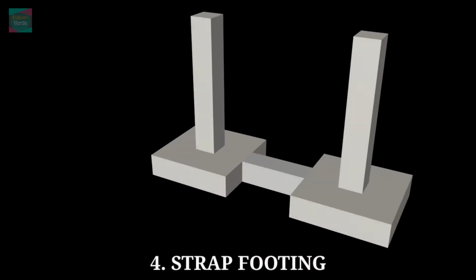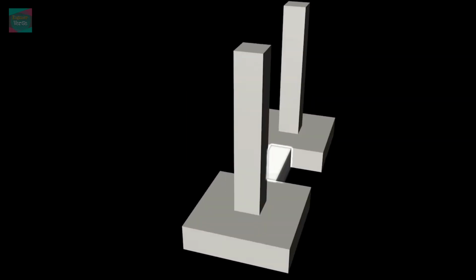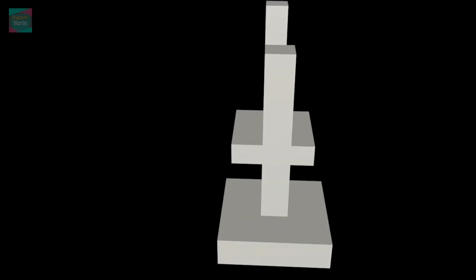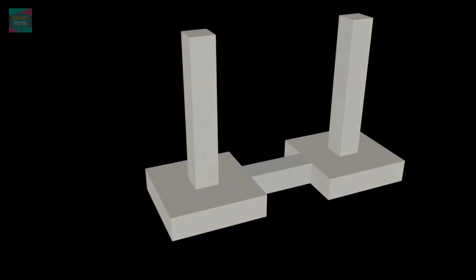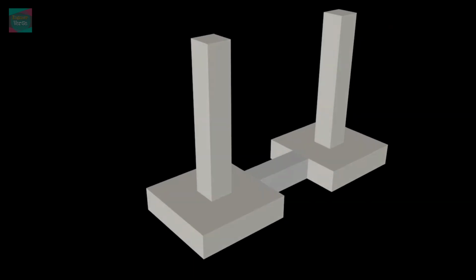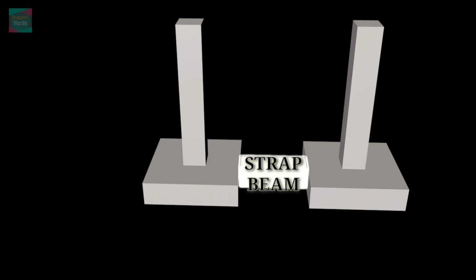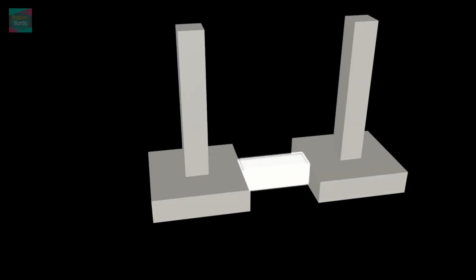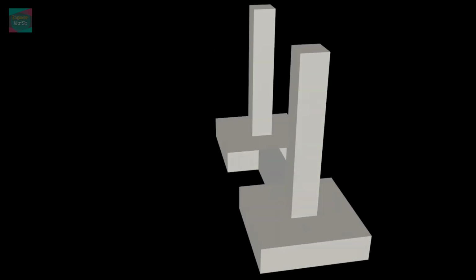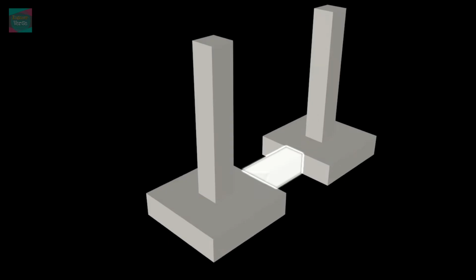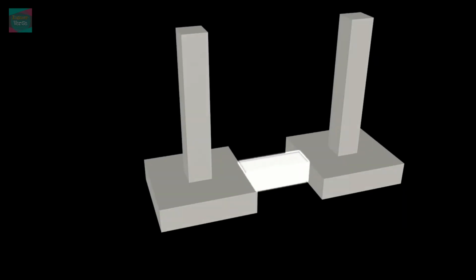Next is the strap footing. When two isolated footings are combined by a beam to share the loads of both the columns by the footings, the footing is known as the strap footing. The connecting beam is designated as the strap beam. These footings are required if the loads are heavy on columns and the area of the foundation are not overlapping with each other. Also, it is more economical than the combined footing.